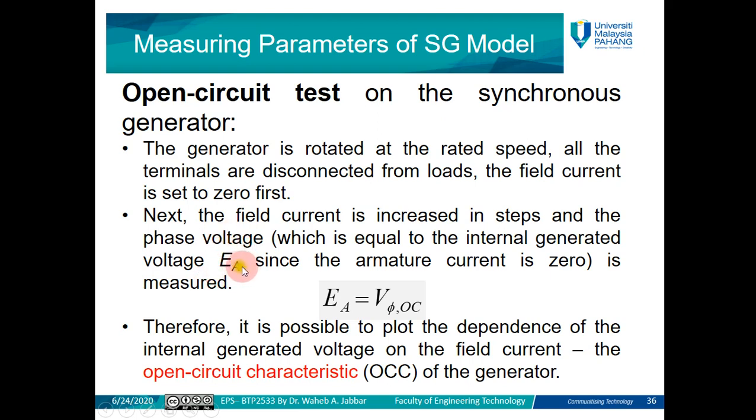Okay, so it is IA. Since the armature current in this case is zero, no armature current. Why is there no armature current? Because we do not have a load connected to the armature winding, or to the stator of the synchronous generator.